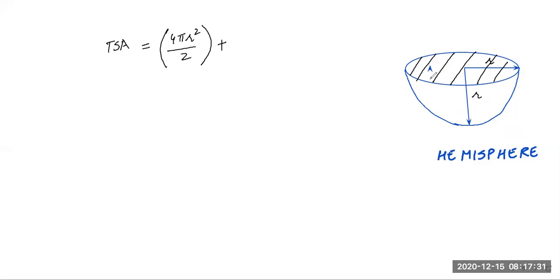But then this surface is also generated, marked with the lines. That is equal to pi r square. So ultimately, the total surface area of a hemisphere is equal to 3 pi r square. 3 pi r square. Am I right?